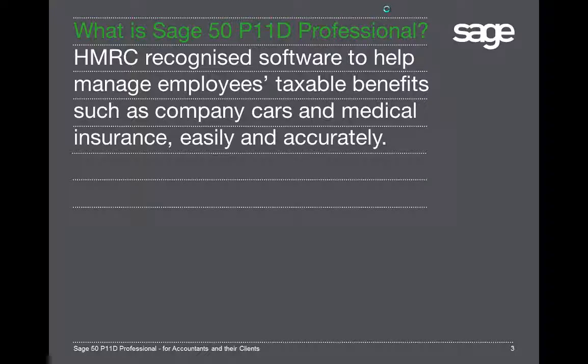So Sage 50 P11D Professional is HMRC recognised software designed to help manage employees' taxable benefits, such as company cars and medical insurance, easily and accurately. This HMRC recognised software avoids tricky manual expense calculations by automatically calculating these for you. It is tested and approved by leading tax specialists, Ernst & Young.